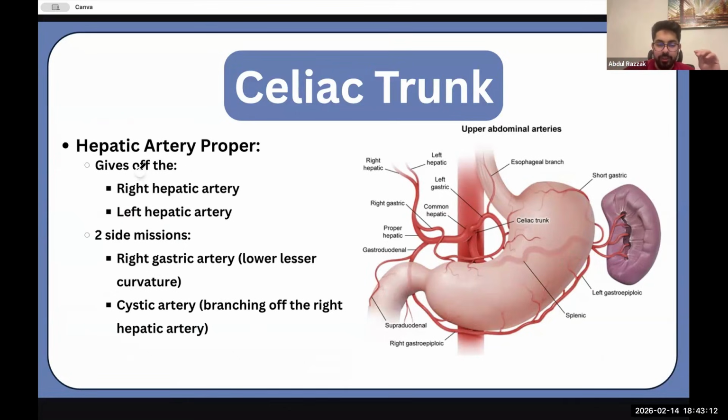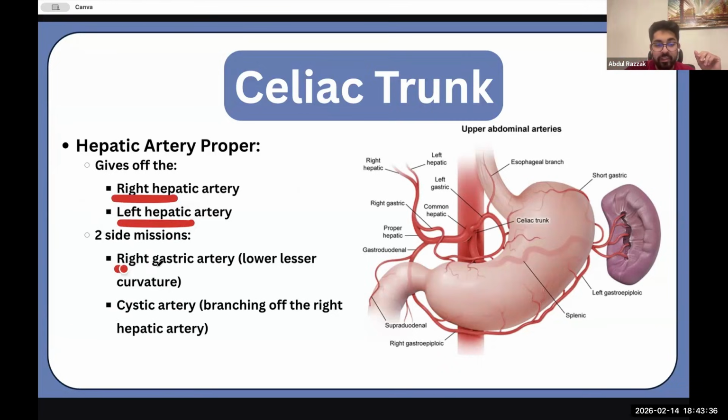Again, as the name indicates, it supplies the liver by two branches. Like at the end of it, when it reaches the liver, it gives off two branches. Very, very simple. Right hepatic, left hepatic. However, before it reaches the liver and gives off those two branches, it has two side missions. Tamam? It sort of supplies two other organs on the way.